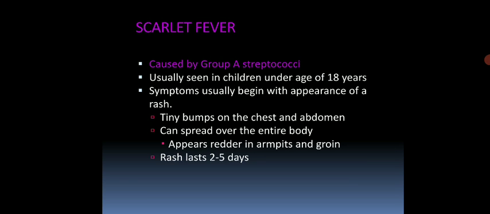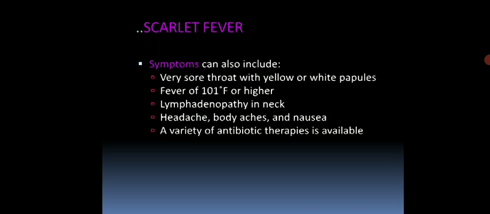Then scarlet fever, it is caused by group A streptococci and usually seen in children up to 18 years of age, and symptoms usually begin with the appearance of rashes and tiny bumps on the chest as well as abdomen, and can spread over the entire body and appear redder in the armpits as well as groin, and rashes last for 2 to 5 days.